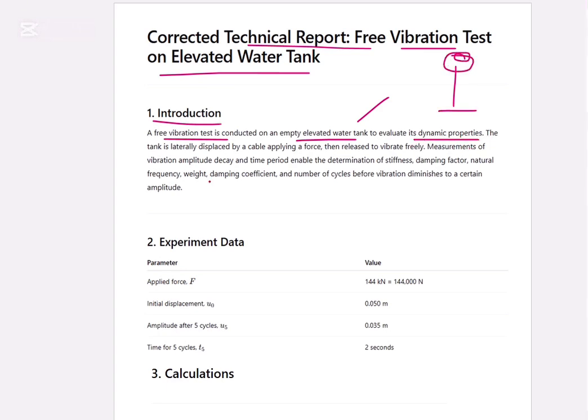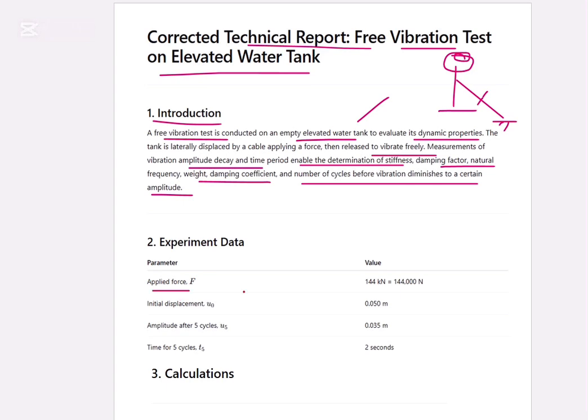To evaluate its dynamic properties, the tank is laterally displaced by a cable applying a force, then released to vibrate freely. Measurements of the vibration amplitude, decay, and time period enable the determination of stiffness and damping factor and natural frequency, weight, damping coefficient, number of cycles before vibration diminishes to a certain amplitude. All these things we will find out.